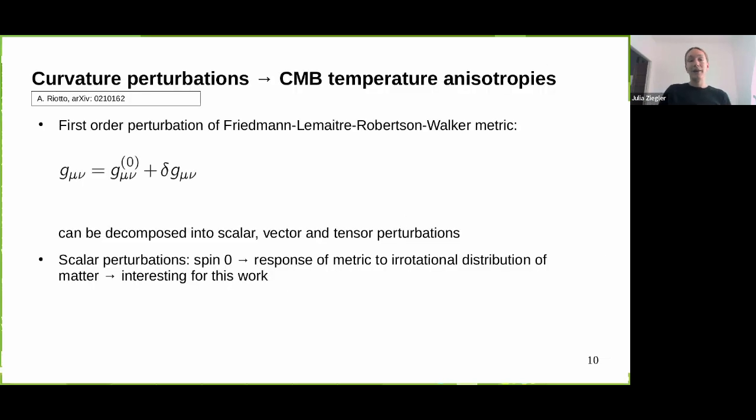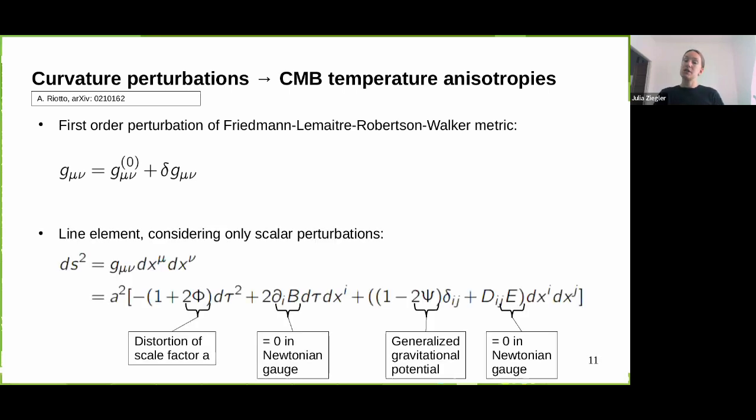Yeah, so we start with the first order perturbation of the metric. This can be decomposed into scalar, vector, and tensor perturbations. From the tensor perturbations, for example, we would get gravitational waves. And the scalar perturbations, for example, show the response of the metric to a non-rotational distribution of matter. And this is what we care about in our work, since also this zeta that we saw before, just 2 slides earlier, also depends on the scalar perturbations.